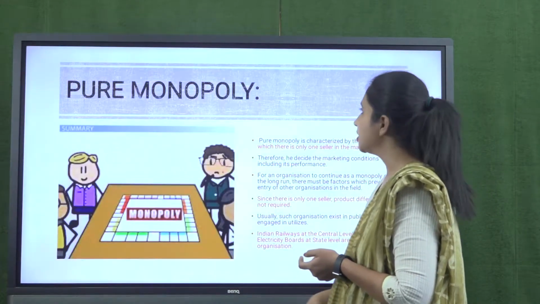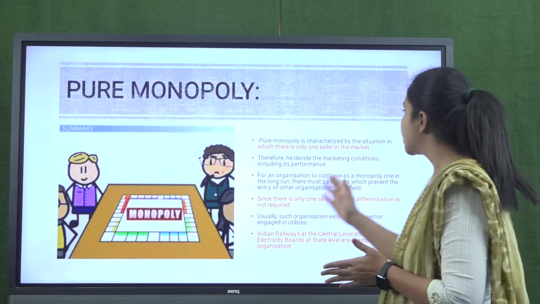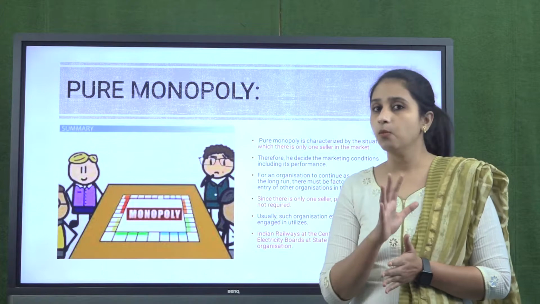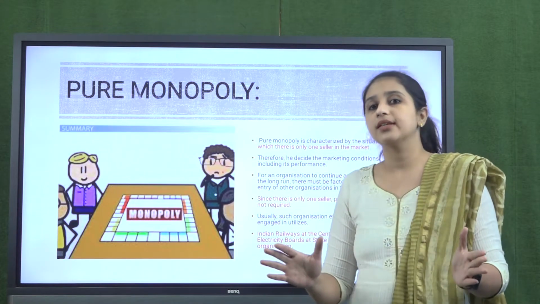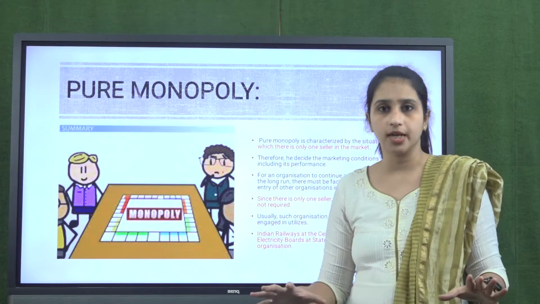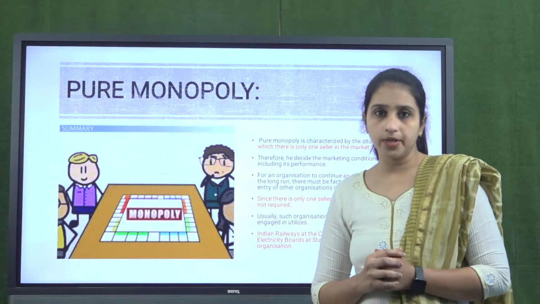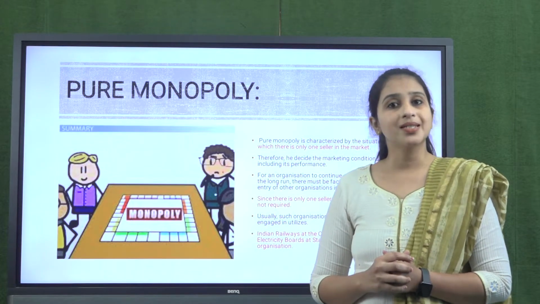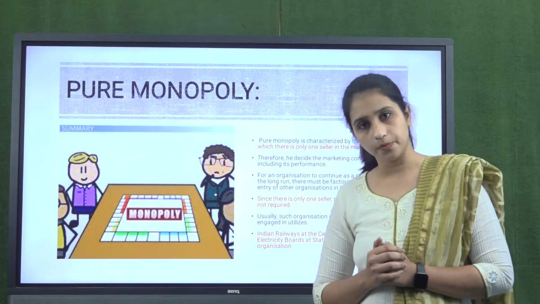The first one is pure monopoly. In pure monopoly, you can see here that there is only one seller in the market. Now, as there is only one seller in the market, there are no chances of product differentiation. So, the example of pure monopoly can be the state and central railways that are operating.